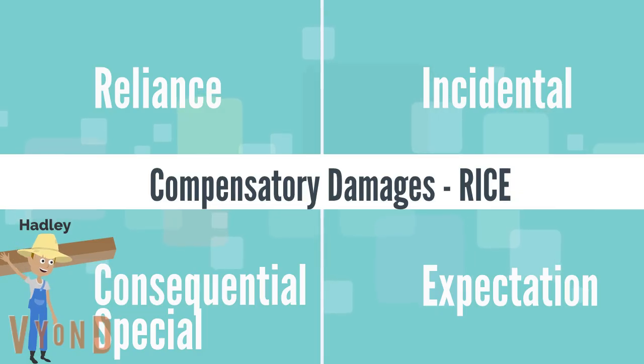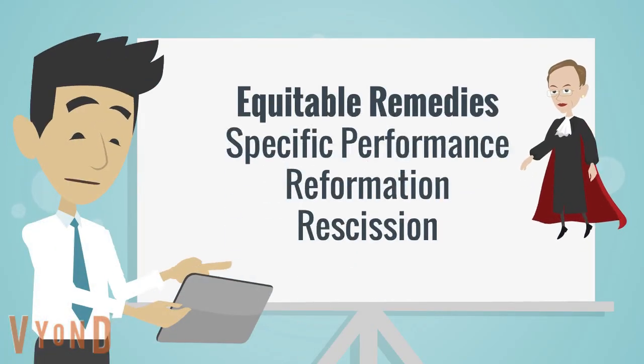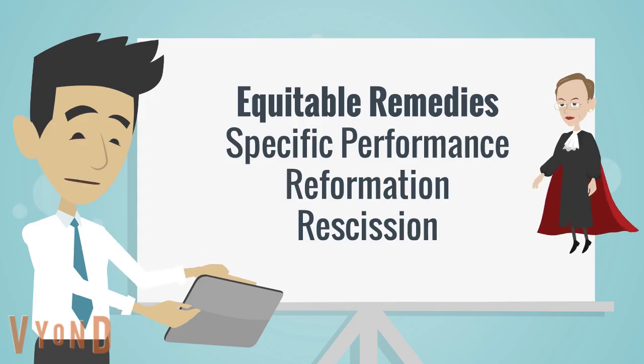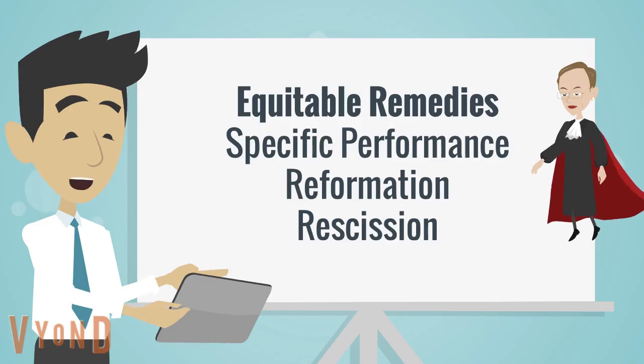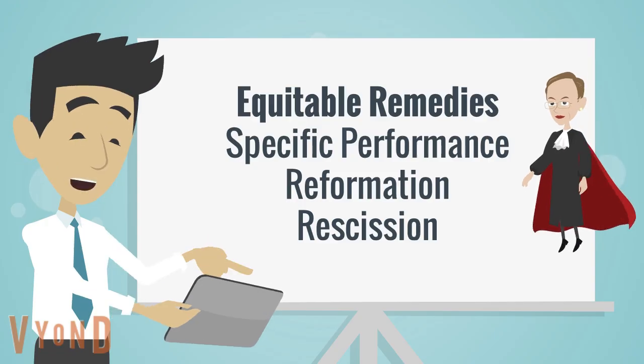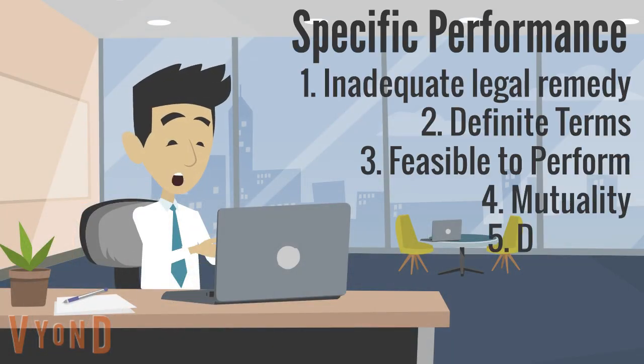Now that we have covered legal damages, let's look at equitable remedies. Remedies are specific performance, reformation, and rescission. Specific performance is a court-ordered demand to either do something or to stop doing something. It will be used only when the legal remedy is inadequate. The elements to make a claim for specific performance are 1. An inadequate legal remedy, meaning money won't fix it.